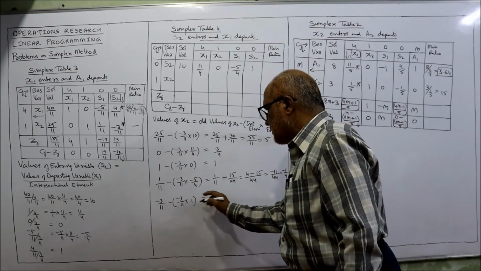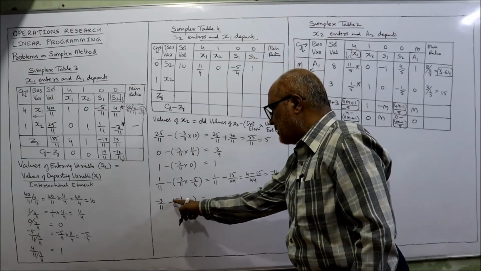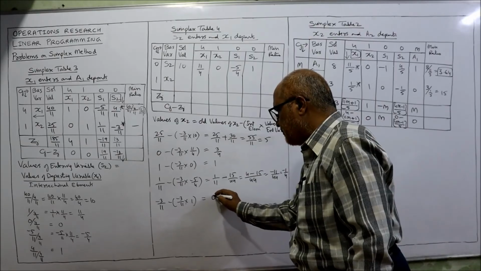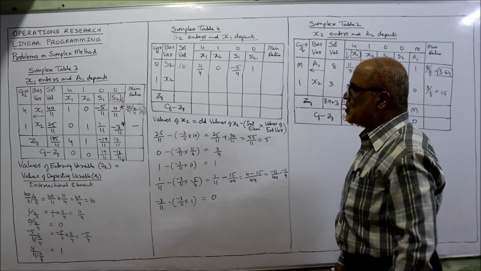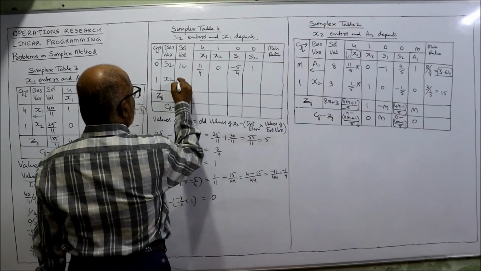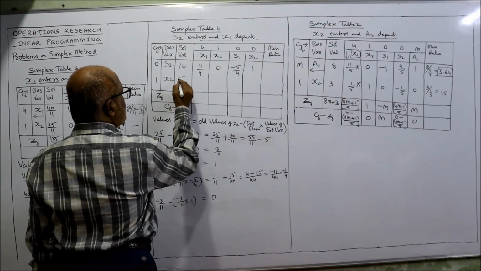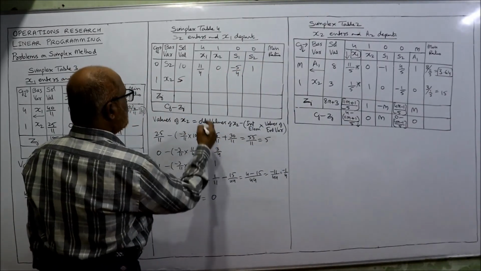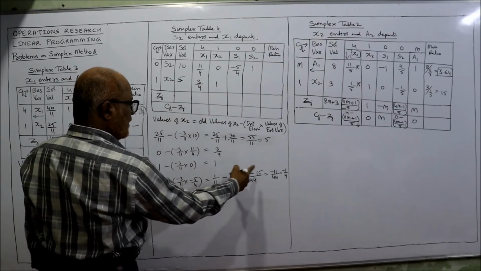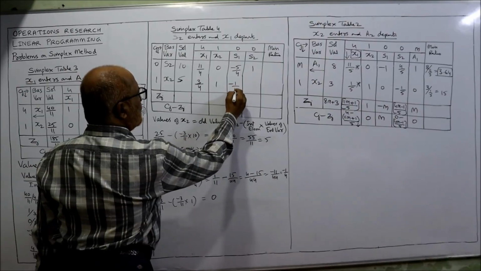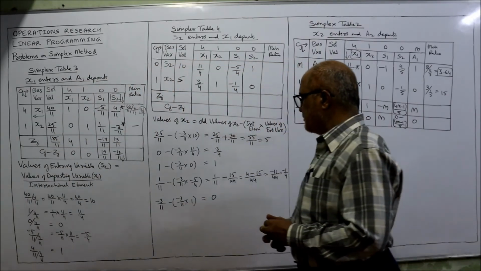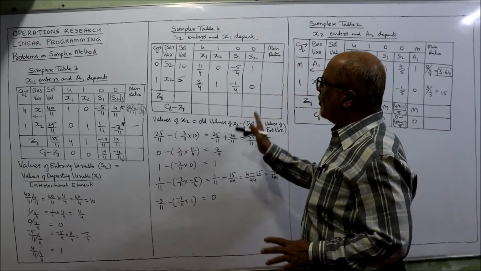Then next one, minus 3 by 11, minus into minus plus 3 by 11. So minus 3 by 11 plus 3 by 11 will become 0. So we got the new values of x2. That is 5, then 3 by 4, next 1, here minus 1 by 4, and last one is 0. That's all. So we have calculated all the values.